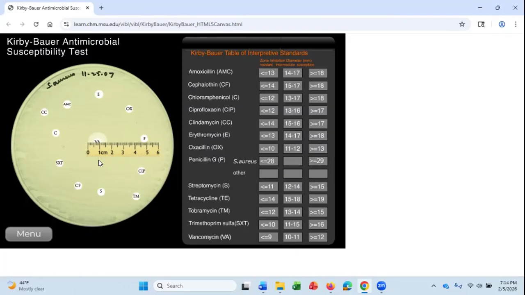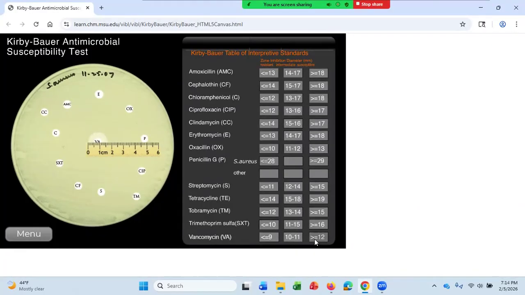And this one is about 16 millimeters for vancomycin, greater than 12, so it is sensitive. And all the others, like streptomycin, less than 7, will be resistant. Any question about that? And obviously all of these are resistant because there's no zone of inhibition.